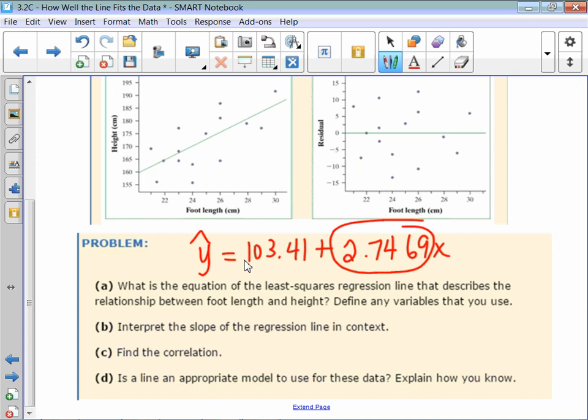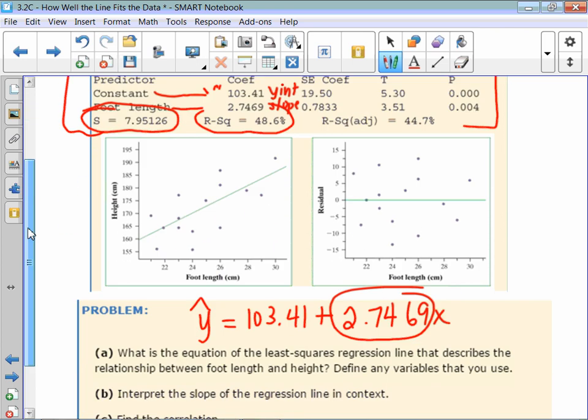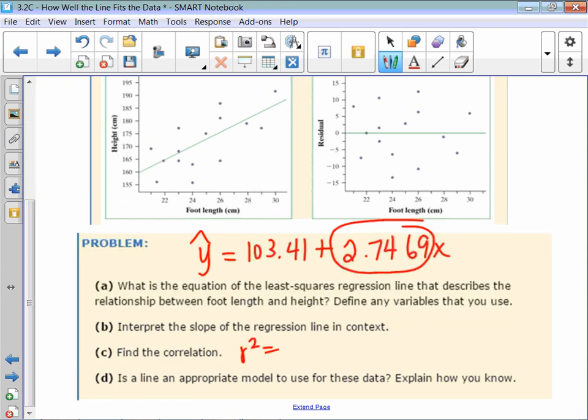Find correlation. This is important if you've zoned out. Make sure you're paying attention. R squared is 48.6%, right? How would you find R? Square root it. And what you want to do is make it a decimal, 0.486. And then you're going to square root R squared in order to find R, which gives us 0.697. And again, R, you guys, means there is a moderate positive linear correlation between foot length and height.